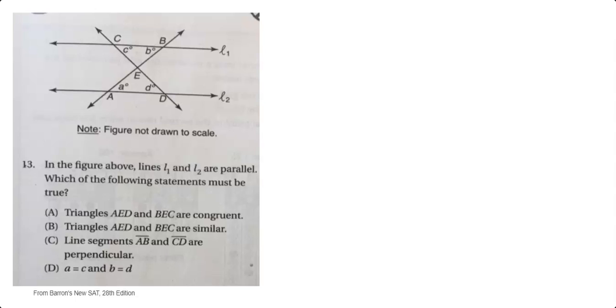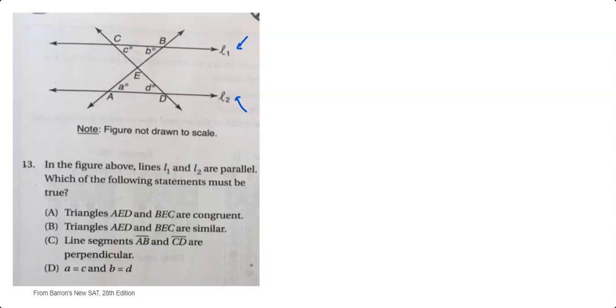Okay, let's read through the problem. As you're working the problem, it's a good idea to read it out loud. I realize when you're actually taking the test, you won't be able to do that, but if you can find a way to say it in your head or whisper it, that will really help. So we've got a figure drawn here, and it says it is not drawn to scale. In the figure above, lines L1 and L2 are parallel. There's line L1 right there, L2. Which of the following statements must be true?